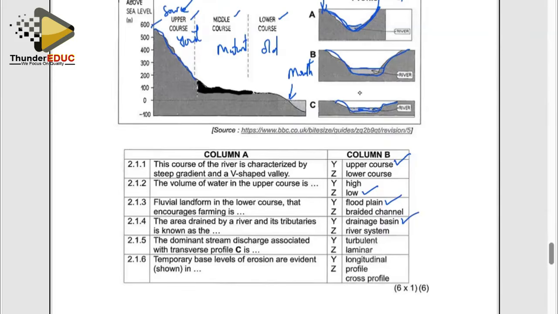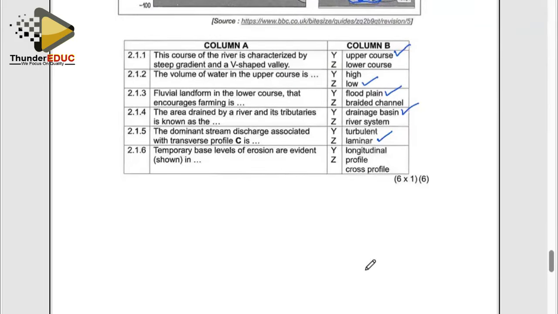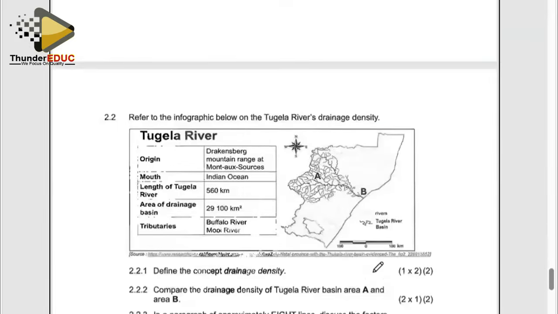Here, what kind of discharge? Is it turbulent or laminar? Basically, it's laminar. There is going to be a steady flow of the water. The water will flow smoothly. Right. Temporary base levels of erosion are evident or shown in: where do we find temporary base levels? We see them on the longitudinal profile. Right. We move on to the next question.